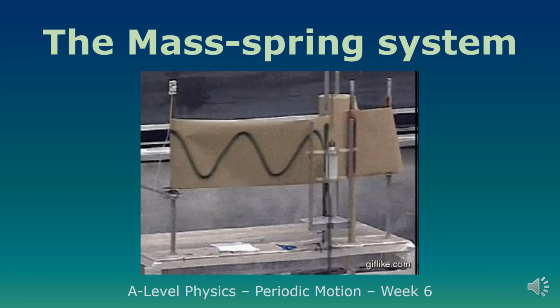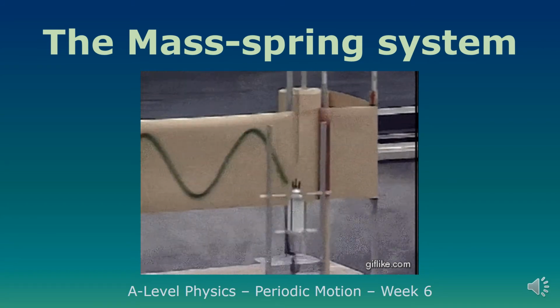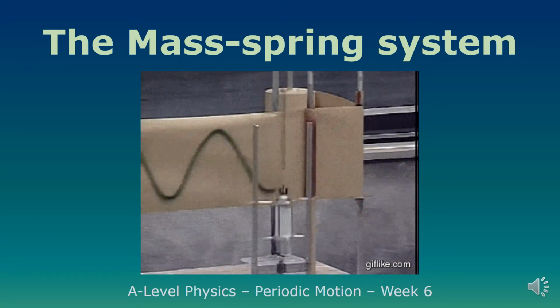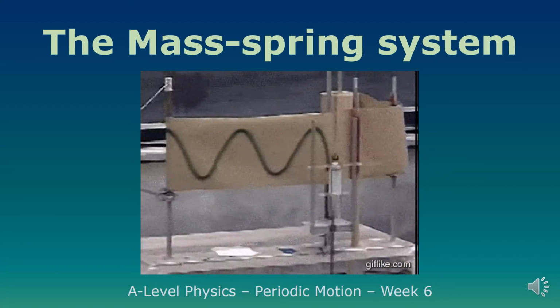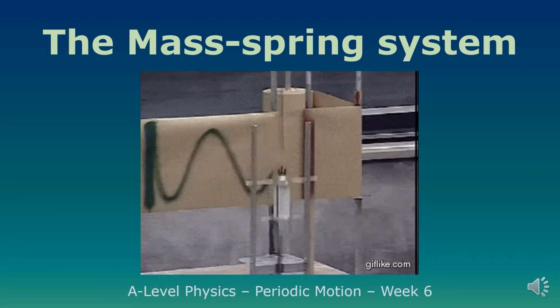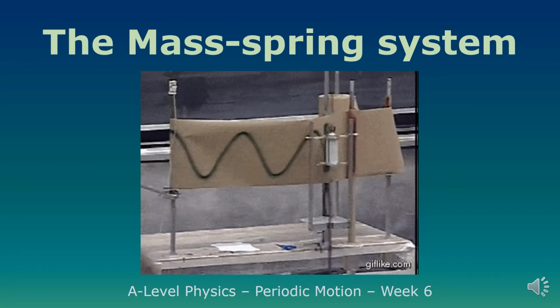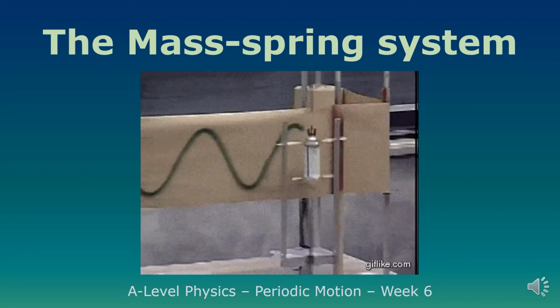Nice little animation for you on the screen just to show how a piece of paper moving horizontally at a constant speed can be made to produce quite a nice sine graph when the mass spring system there is set in oscillation perpendicular to it.